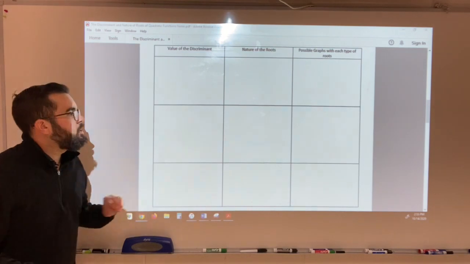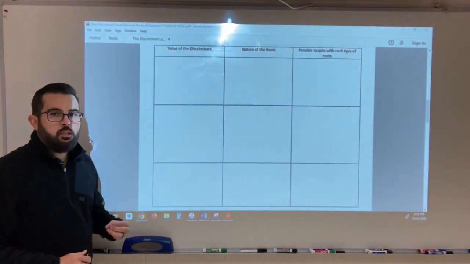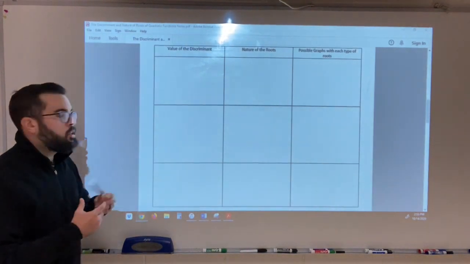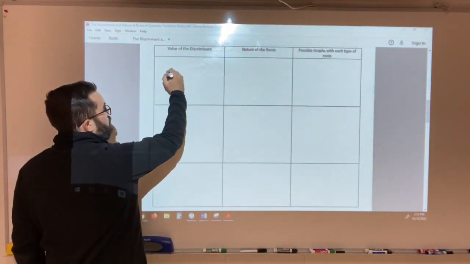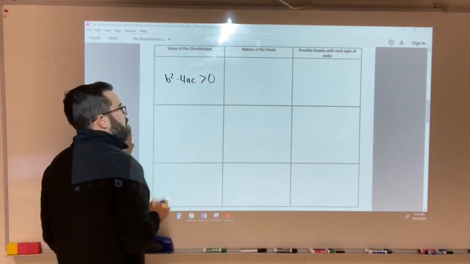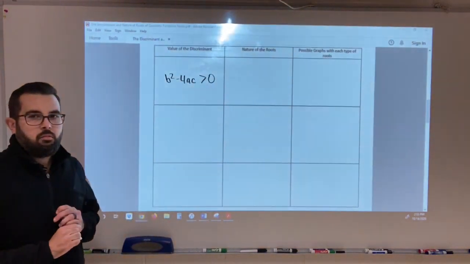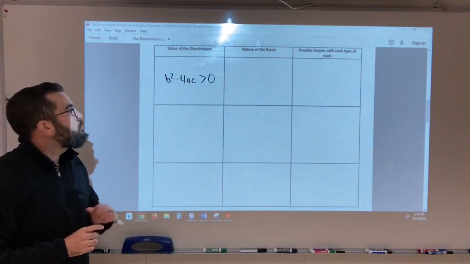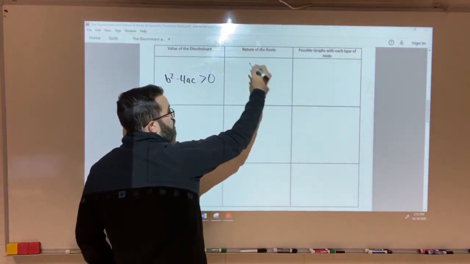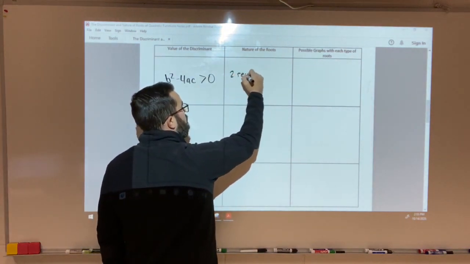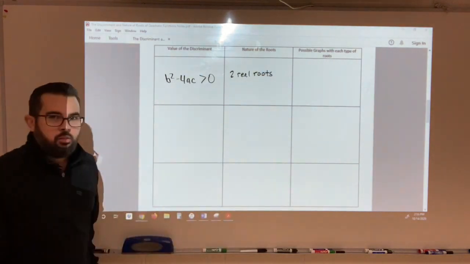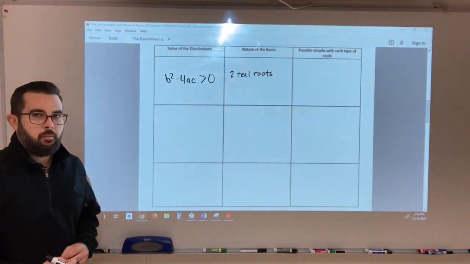So there's three different cases when we're dealing with the discriminant and how it relates to the nature of the roots. So the first one is going to be where the discriminant, b squared minus 4ac, is a positive number, is greater than 0. If the discriminant is greater than 0, the quadratic equation or function is going to have two real roots. So that is two real number roots.